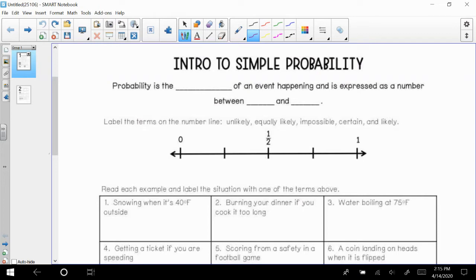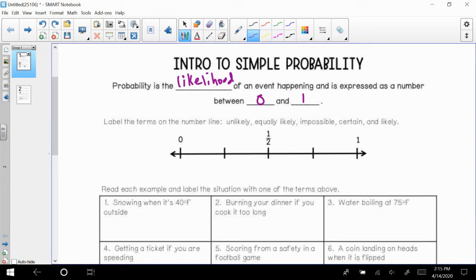Probability is the likelihood of an event happening and is expressed as a number between 0 and 1. So again, it's the likelihood of the event happening, and it's expressed as a number between 0 and 1. Down here on this number line, we're going to write these words in the locations they belong.